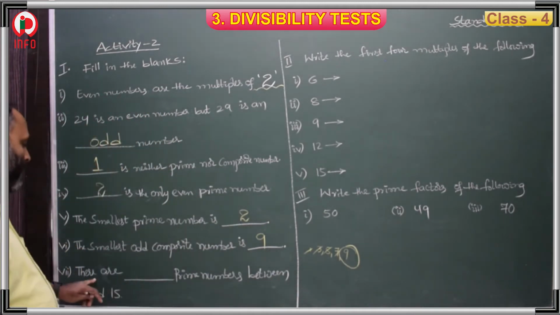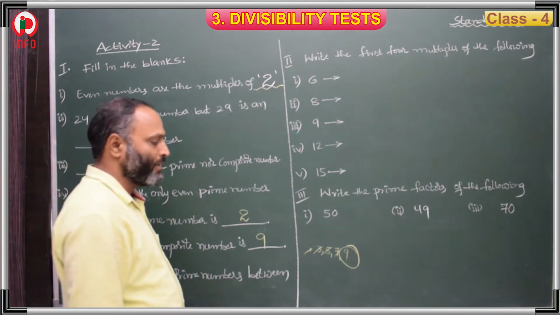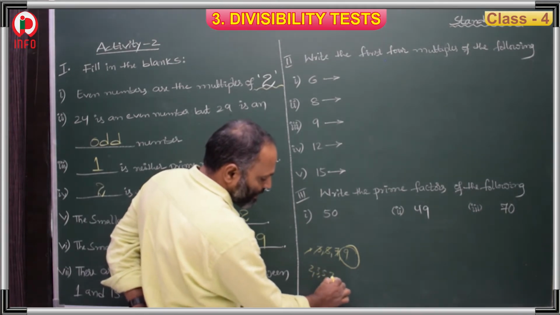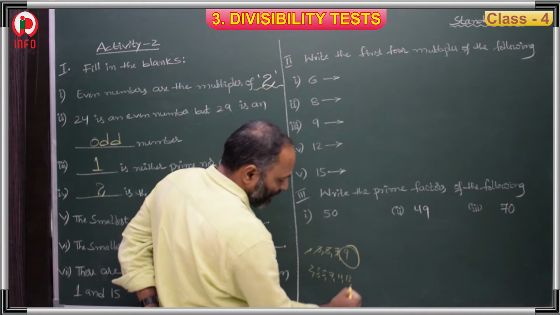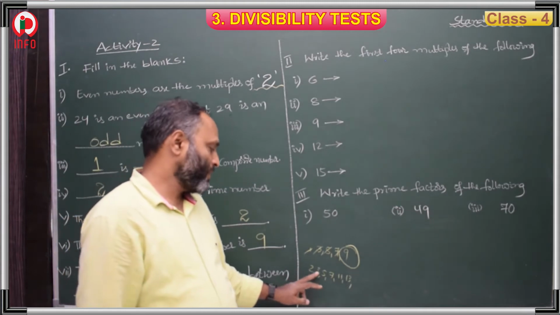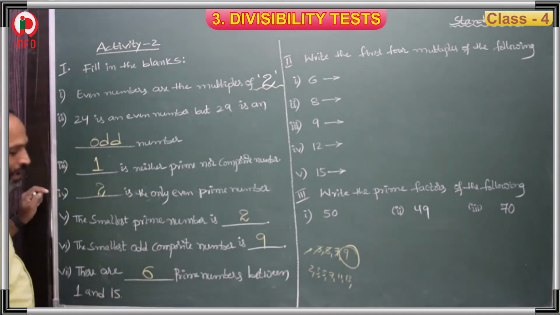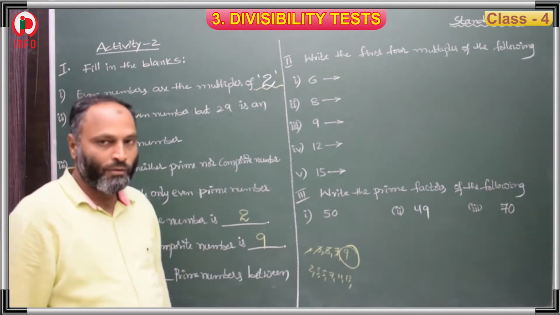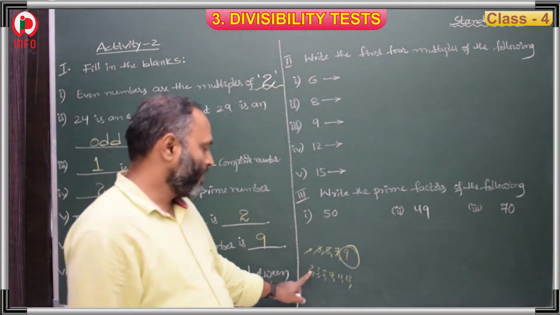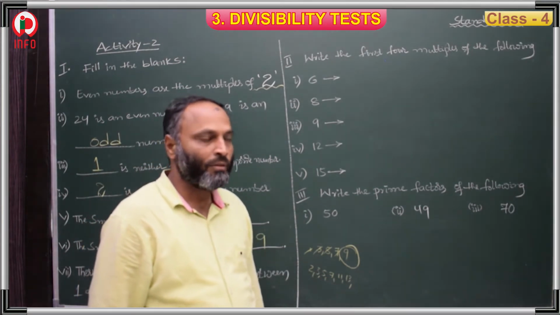Next, there are dash prime numbers between 1 to 15. How many prime numbers are there between 1 to 15? They are 2, 3, 5, 7, 11, 13. How many numbers are there? 1, 2, 3, 4, 5, 6. There are 6 prime numbers between 1 to 15. What are they? 2, 3, 5, 7, 11, 13. These are the prime numbers between 1 to 15.